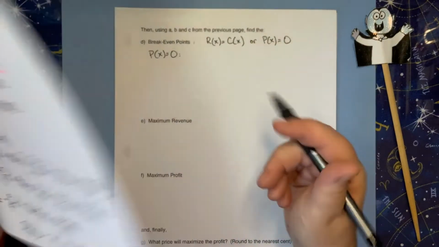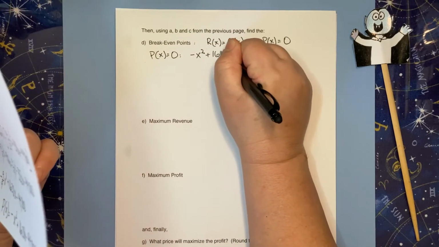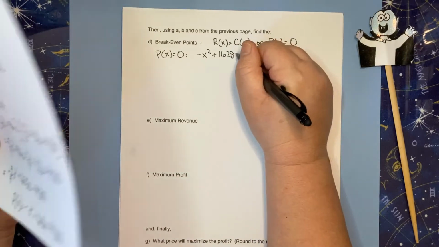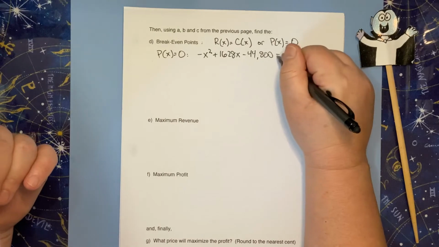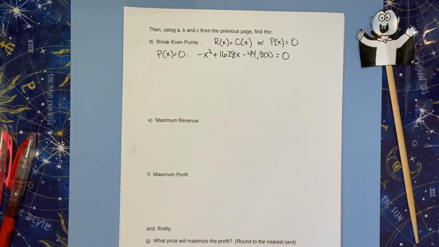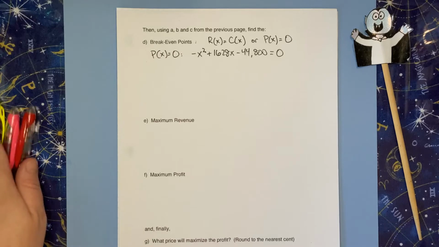And so I'm going to copy this down. The opposite of x squared plus 1628x minus 44,800 equals 0. Oh, yay. And everyone's like, oh, yay. It's time for Quadratic Formula, man, woman, person.